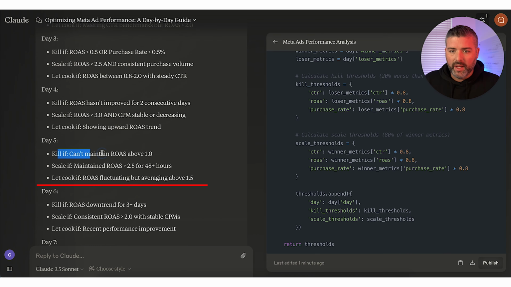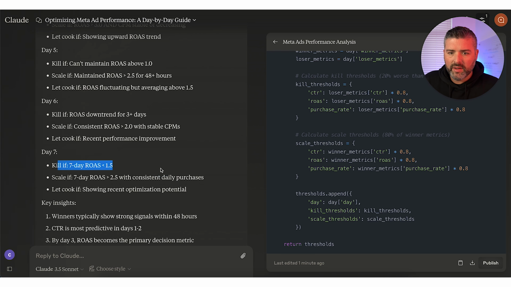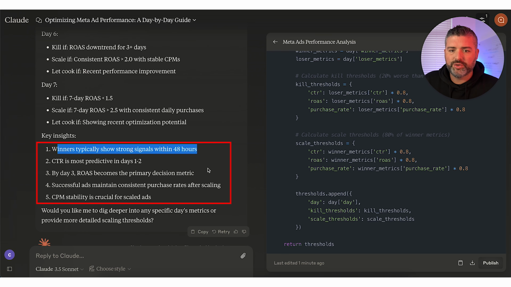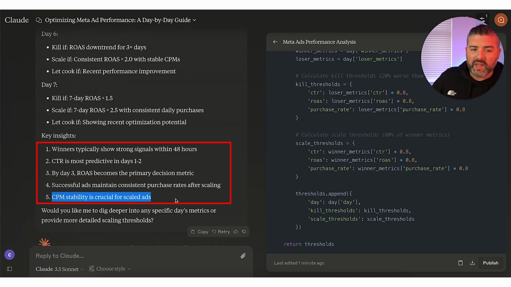Going down, kill, obviously, if maintain ROAS above 1. Scale, if ROAS greater than 2.5x for over 48 hours, or just let it cook. Day 6, day 7, key insights. Winners typically show strong signals within the first 48 hours. CTR is most predictive in days 1 and 2. And by day 3, ROAS needs to become the primary decision metric. Successful ads maintain consistent purchase rates after scaling, and CPM stability is crucial for scaled ads.